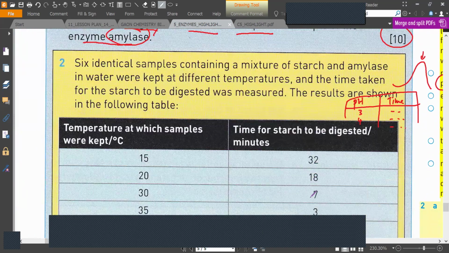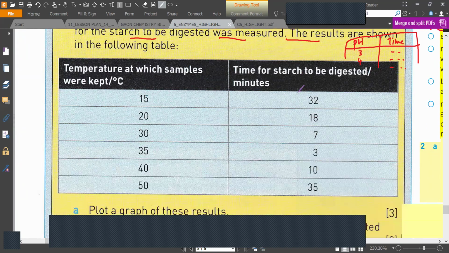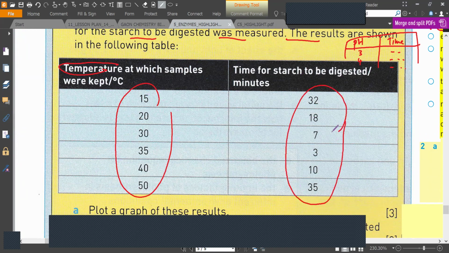So 6 identical samples containing a mixture of starch and amylase in water were kept at different temperatures, and the time taken for the starch to be digested was measured. So here we are studying the effect of temperature, with different times for the starch to be digested. It makes sense.